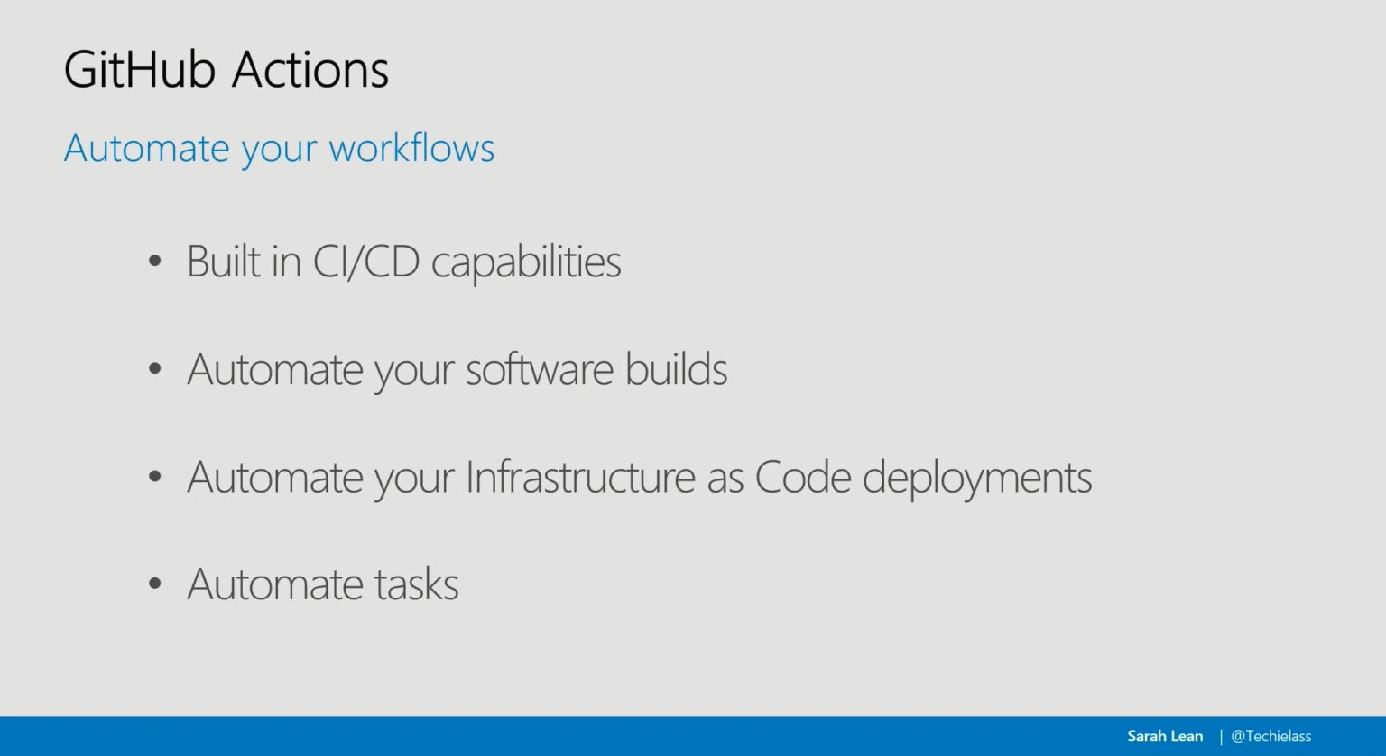However, I am not a software developer, so there are other uses for GitHub Actions for me. You can use GitHub Actions to automate the deployment of your infrastructure as code, so things like Azure Bicep or Terraform can be stored inside GitHub, using GitHub Actions to then automate the deployment of those resources going into Azure. But one of the cool things that I like for GitHub Actions is that it can automate tasks.